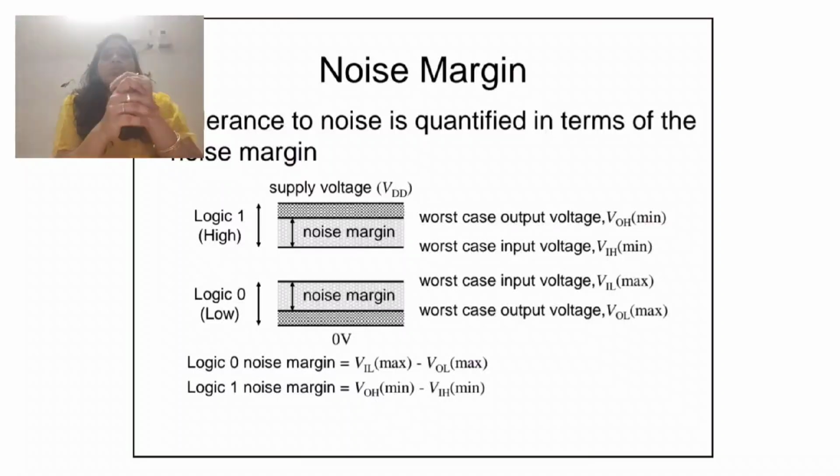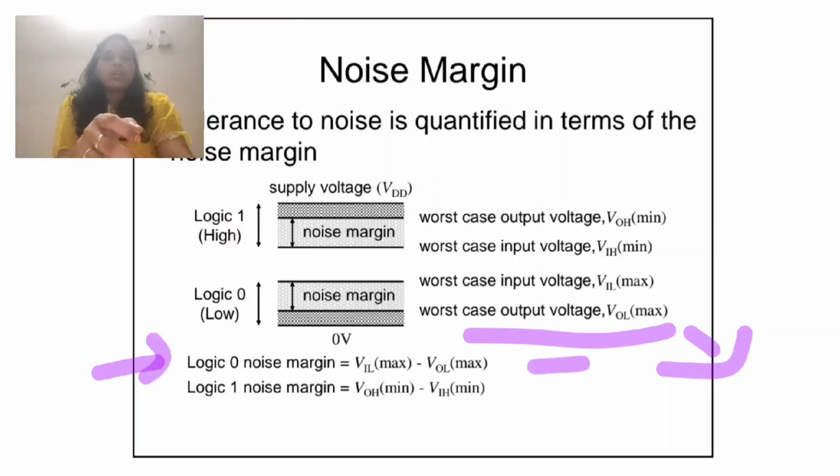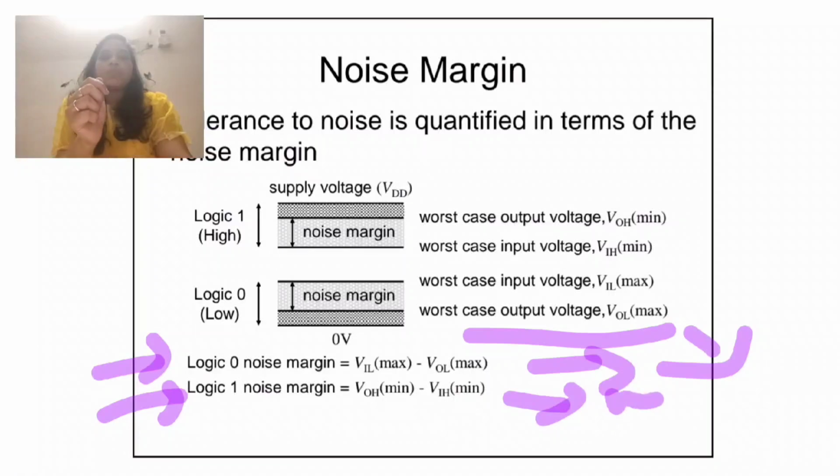If I pass a low voltage, you can get the maximum. So if I pass the high voltage, you can get the minimum voltage. If I pass the low, you can get the high voltage. That is the output of your circuit when you see the noise margin. Okay, so this is the worst case situation. When I pass the low voltage, you can get the maximum voltage. When I pass the high voltage, you can get the low voltage, the minimum voltage.